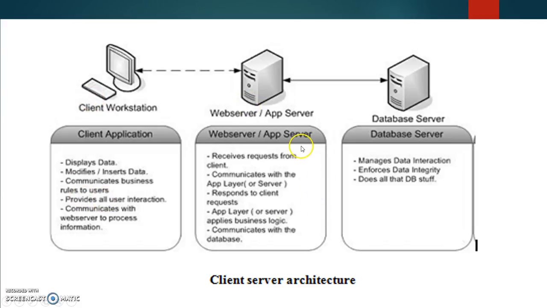And coming to the server, it receives the requests given by the user, communicates with the application layer, and then responds to the client request. The application layer applies the business logic and communicates with the database to get the requested information. The database server manages data interaction. That means it enforces data integrity and does all the database work. The main architecture is that remote method invocation is involved. And the presentation will be continued by Tejaswini.